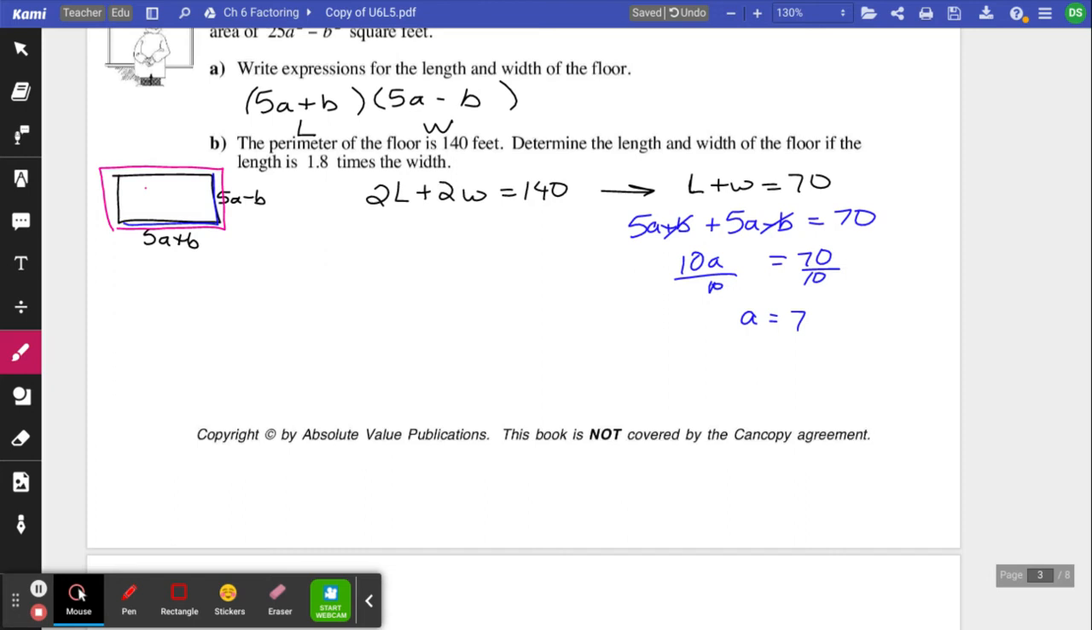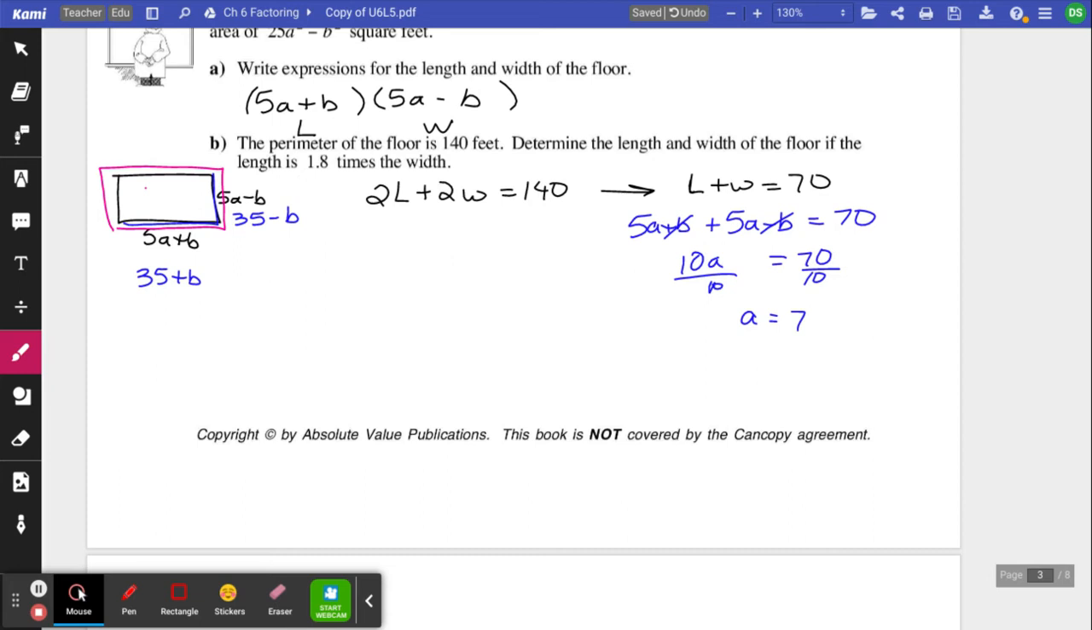I'm trying to find the length and the width of the floor if the length is 1.8 times the width. But I just worked with the first equation I had and got A to be 7. Can I put that 7 somewhere now? How about I put it everywhere there's an A? So I have a new thought here that this is 5 times 7. Make that 35 plus B. And this is 35 minus B. Isn't that true so far? We're just finding one thing, putting it in, not getting all excited about the whole 1.8. We're just doing one thing at a time. So far, so good? Okay, now let's do the next sentence.